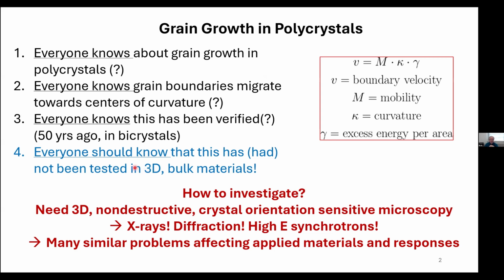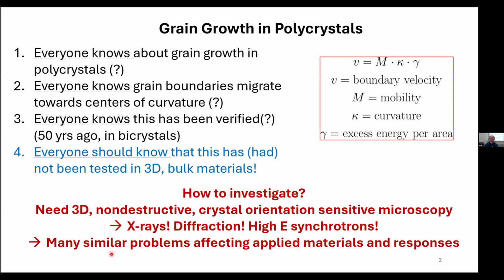So clearly what we need is a three-dimensional, non-destructive, crystal orientation sensitive microscopy. And if you think about that for a couple of minutes, you pretty quickly think of X-rays, since they penetrate into the bulk of the material. They exhibit crystallographic diffraction patterns that we understand quite well, and there are lots of them generated at the high energy synchrotrons.